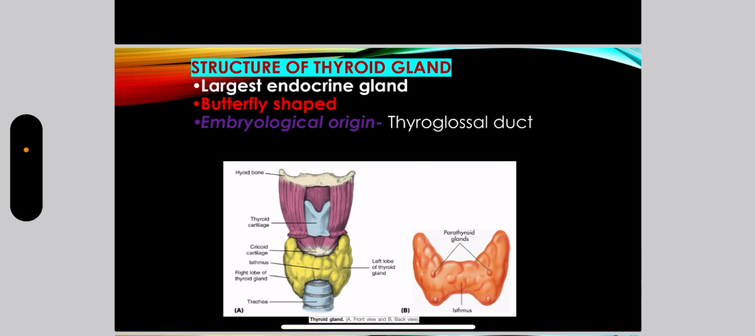Front view is shown in one, and in the subsequent figure you can see the back view of the thyroid gland. Embryologically, it is derived from the thyroglossal duct. Basically, it is a butterfly shaped gland. You can see here, like a butterfly.